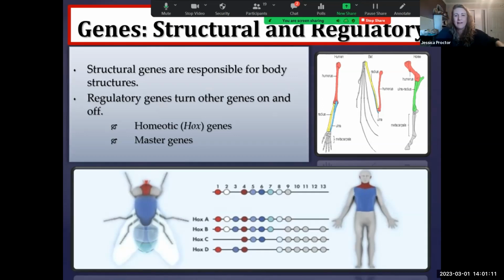So just like there's types of cell division, just like there's classes of cells, there's also classes of genes. So some genes are structural and some are regulatory. So the structural genes, just like they sound, are responsible for bodily structures. So they code for things like whether or not we have attached or free hanging earlobes, whether or not we have a straight hairline or a widow's peak, whether or not we have type A blood, type B blood, or type O blood. Regulatory genes will turn other genes on and off. So you may also hear them called Hox genes or master genes. So these genes influence the way that our structural genes are expressed, essentially.